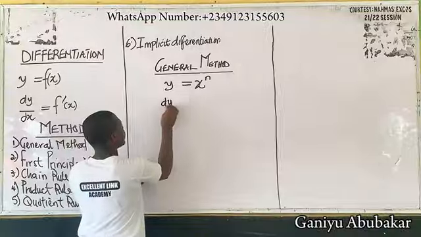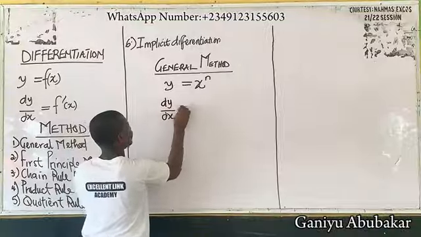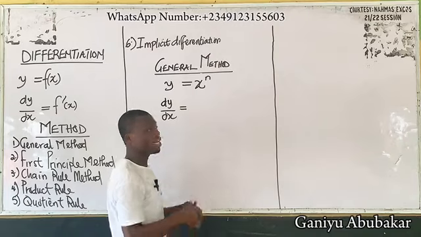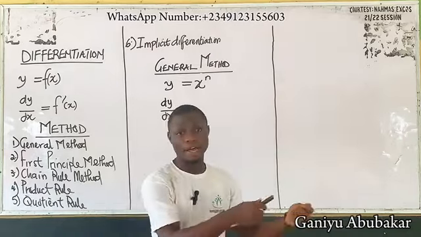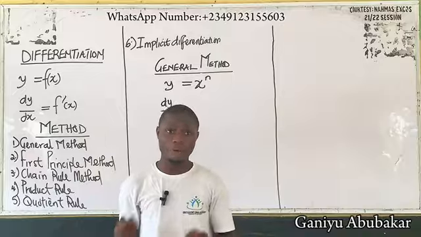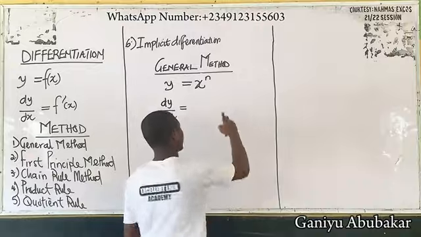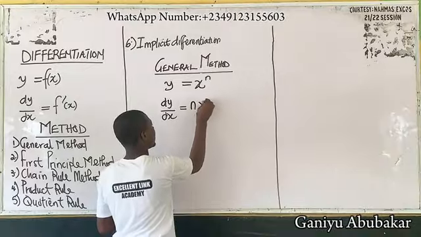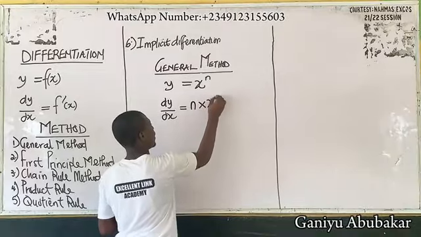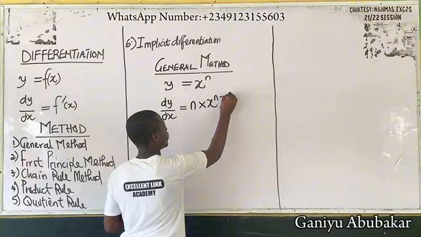The dy over dx is equal to, we said for the general method, the task is quite simple: multiply by the power and subtract 1 from the power. That's all. What's the power here? The power here is just n. So I'm having n times x to the power n, then what? Subtract 1 from the power.